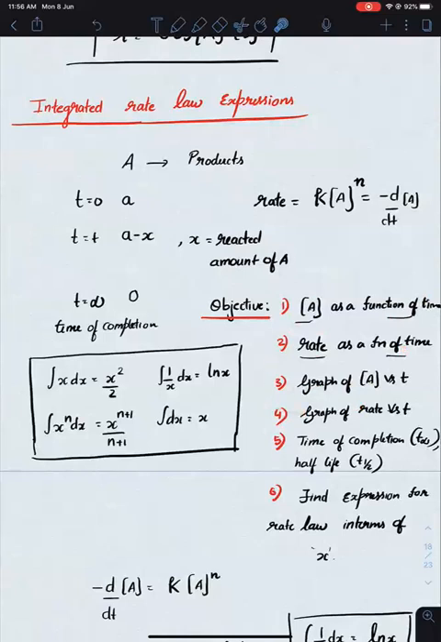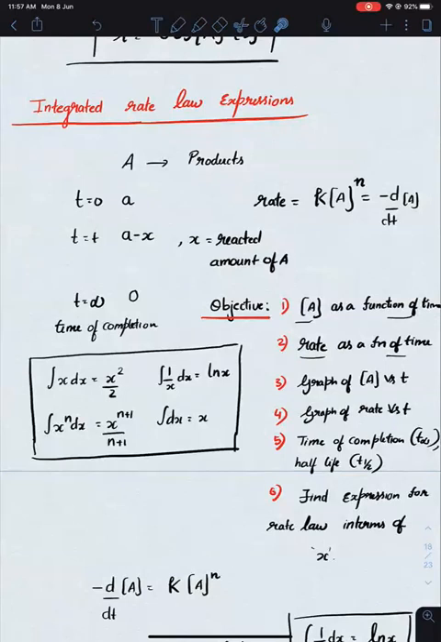इनके अलावा we are interested in time of completion. Time of completion मतलब वो reaction खत्म होने के लिए, पूरा reactants consume हो जाने के लिए कितना time लगेगा. That is called time of completion. And we are interested in another term called half-life. Half-life मतलब if we are starting with some X amount of A, what will be the time taken to complete X by 2? आधा होने के लिए जितना भी time लगेगा, that is called half-life. So we are interested in time of completion as well as half-life.